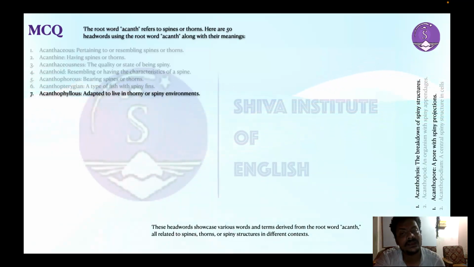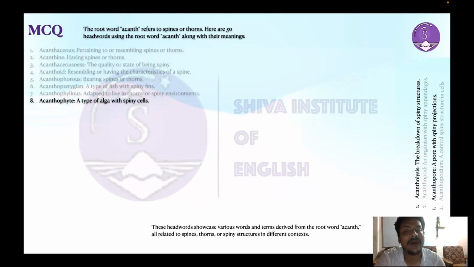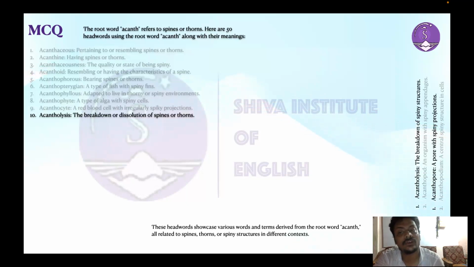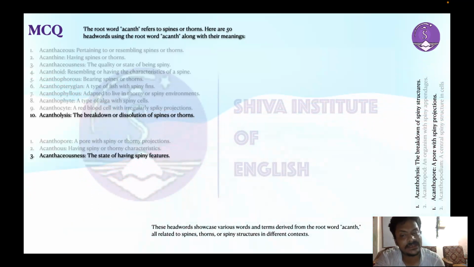Acanthophilus, adapted to live in thorny or spiny environments. Acanthophyte, a type of alga with spiny cells. Also, you would find acanthocyte, a red blood cell with irregularly spiky projections. Acantholysis, the breakdown or dissolution of spines or thorns. Similar to that, acanthopore, a pore with spiny or thorny projections. Acanthos, having spiny or thorny characteristics. Acanthousness, the state of having spiny features.